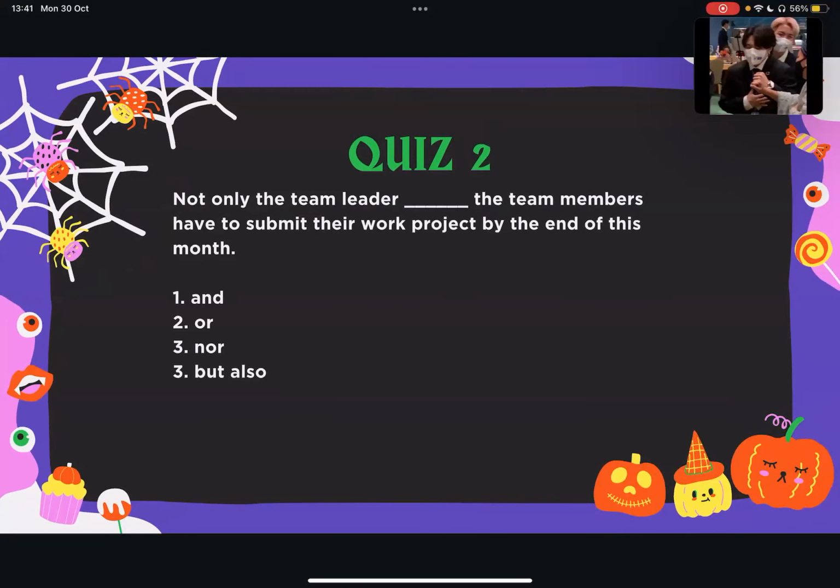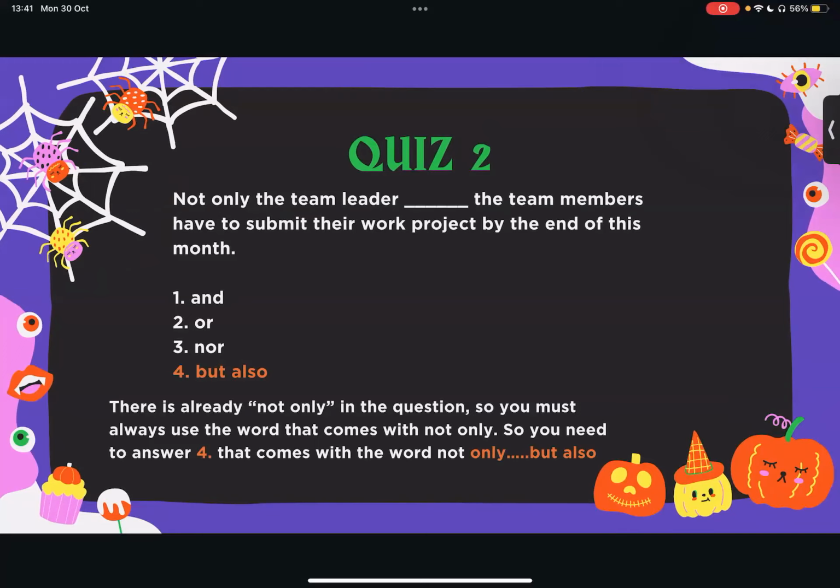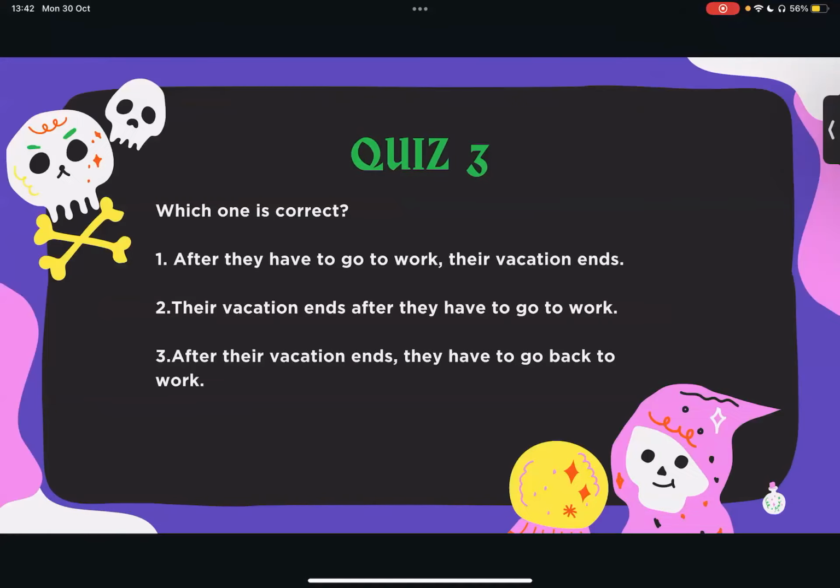Quiz number 2: not only the team leader, blank, the team members have to submit their work project by the end of this month. The choices are and, or, nor, but also. There's already not only in the question, so you must always use the word that comes with not only. So the answer is number 4, but also, which comes with the words not only.